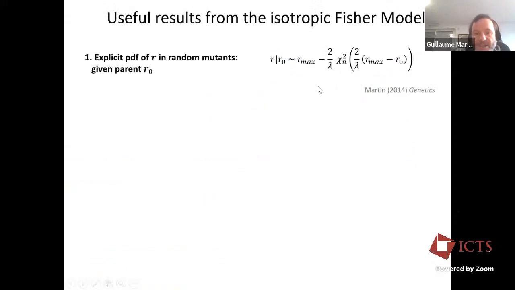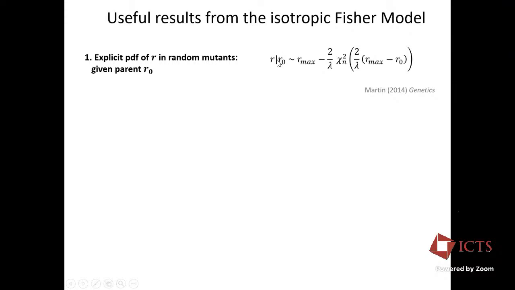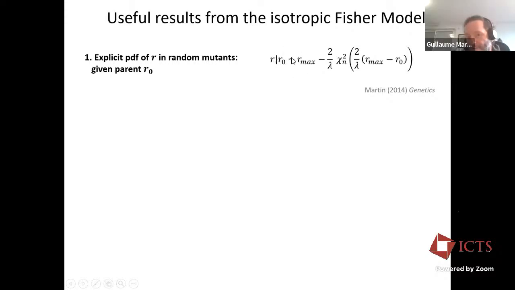First, there is an explicit distribution for the growth rates of random mutations, so not just resistant, all the possible random mutations. We have an explicit distribution for this growth rate distribution, depending on the wild type, the parents' growth rate. That's useful because we can connect how, depending on how maladapted the wild type is, what distribution of growth rate it produces. So it depends on the parameters of the model, n, max, lambda.